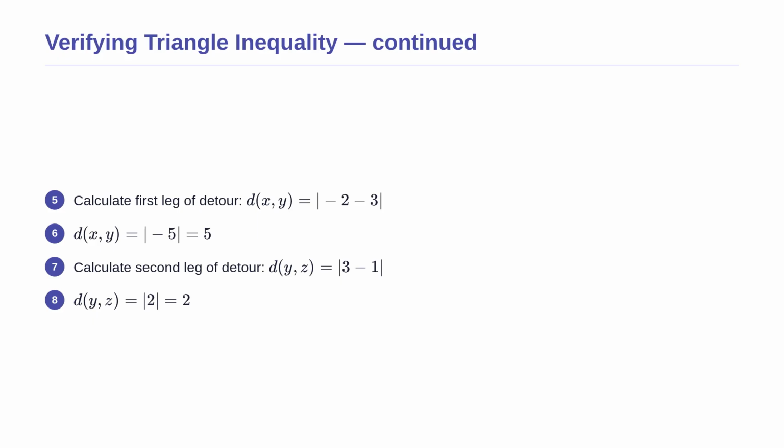Next, we calculate the second leg, from the detour y to the destination z. We substitute 3 and 1. 3 minus 1 is 2, and its absolute value remains 2. So our detour consists of a 5-unit leg followed by a 2-unit leg.